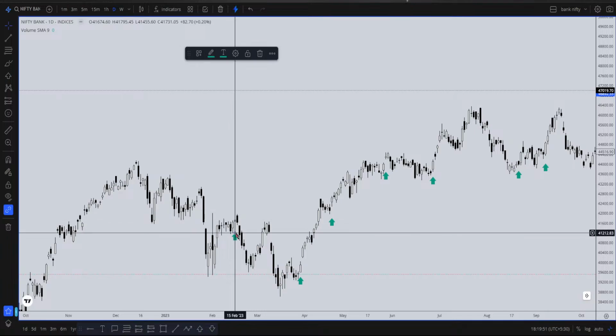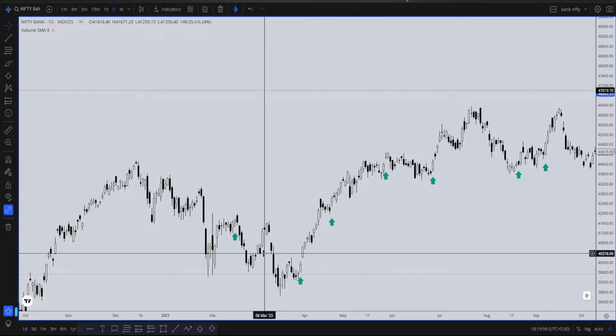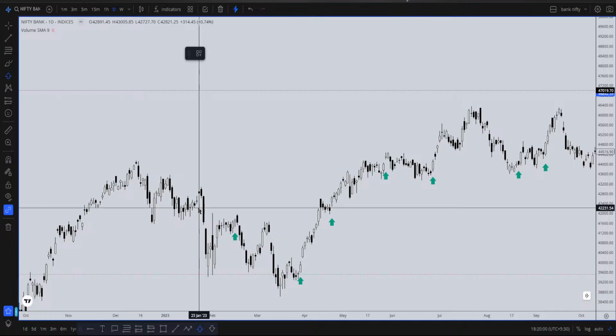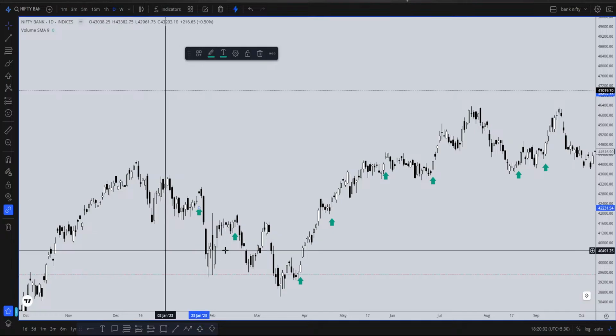It has broken out, but it has failed. So this can be a good measure of things. Again, it has broken out, but it has failed.